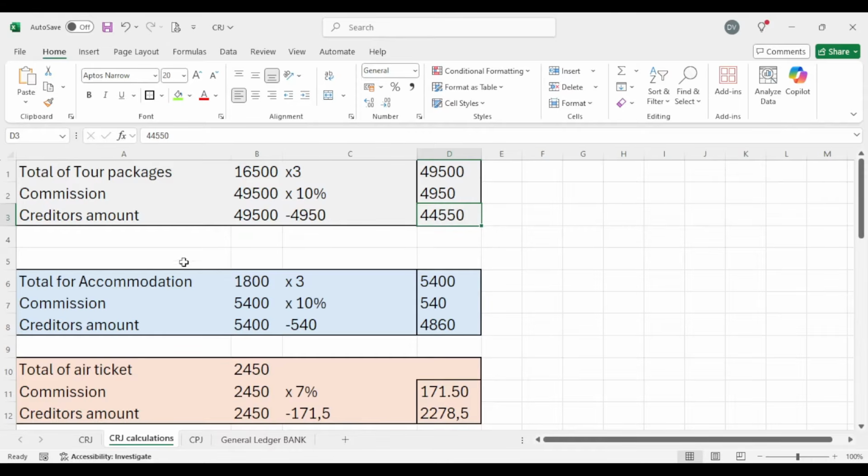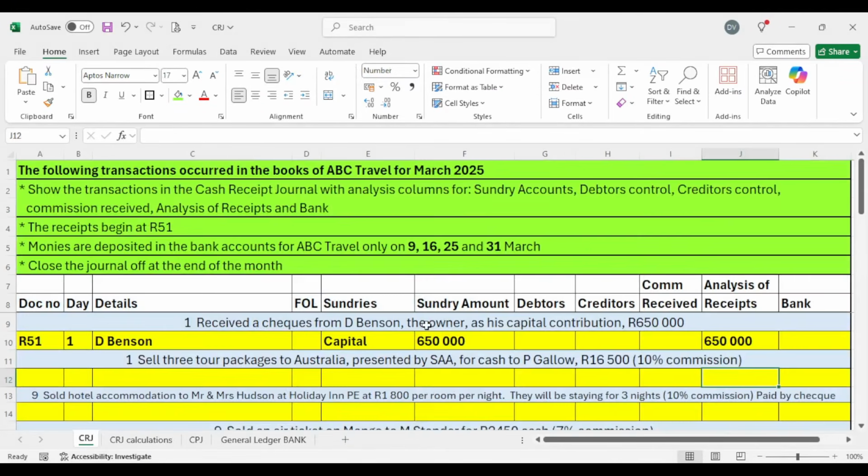So what does this look like on the journal? The first thing that you're going to do is you can put in your document number. So now we have to use the next one. It has to be in numerical order. You're going to put R52, and the date was also the 1st. And then you first put in your full value under analysis of receipt, 49,500. You then ask yourself, what was this for? So we know that 4,950 was for commission, and the balance of that, 44,550, goes to the creditor.